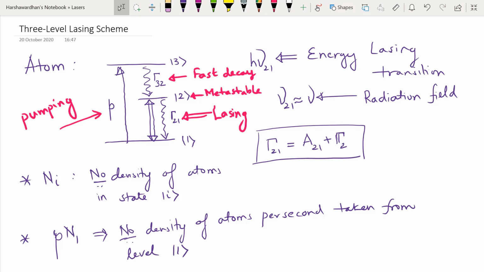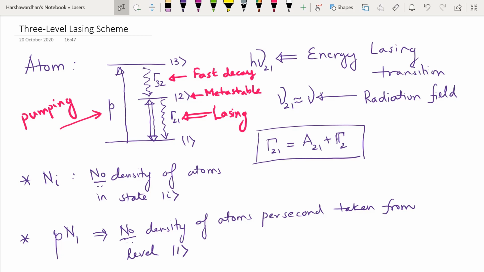For example, a chromium atom in the ruby laser could lose this energy by shedding it away to the crystal. What happens is essentially the crystal temperature rises. So it's a loss through a pathway which is governed by phonons, or the crystal vibrations.